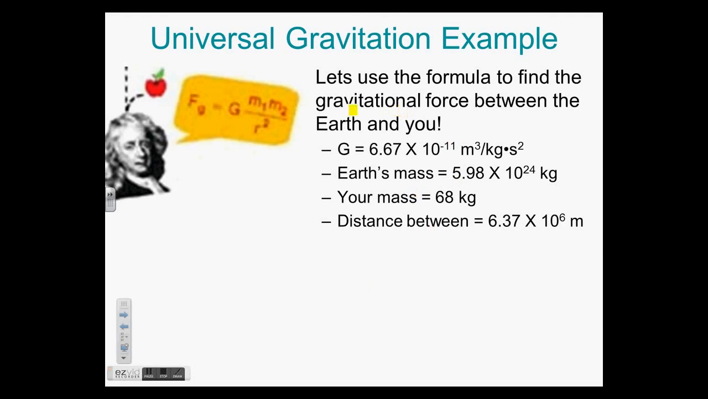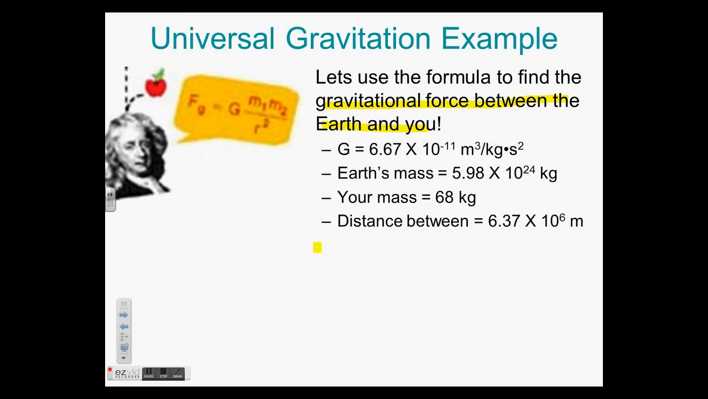Now, we could do an example. I'm not going to spend the time doing an example, but if you want to try one, here is an example you can do. These numbers are for the gravitational force between the Earth and you. The gravitational constant is constant, obviously, this number. The Earth's mass is about 5.98 times 10 to the 24th kilograms. Your mass is about 68 kilograms. And the distance between you and the center of the Earth is about 6.37 times 10 to the 6th meters.